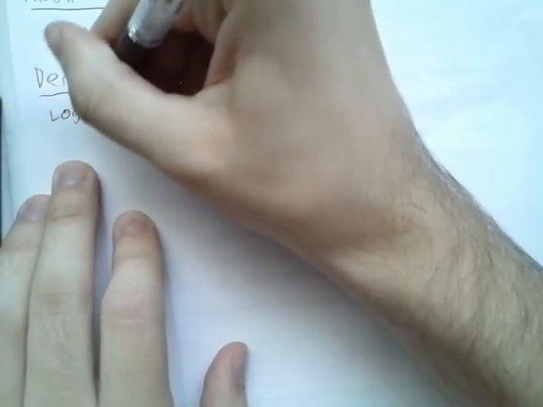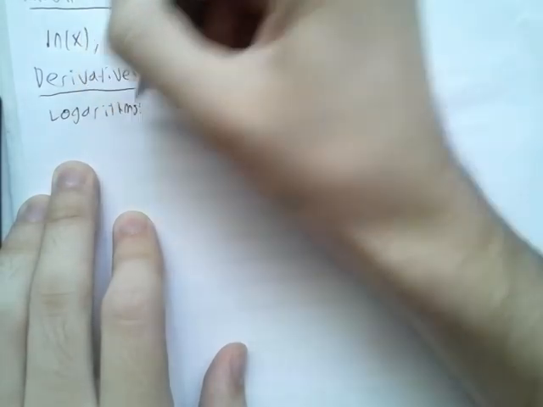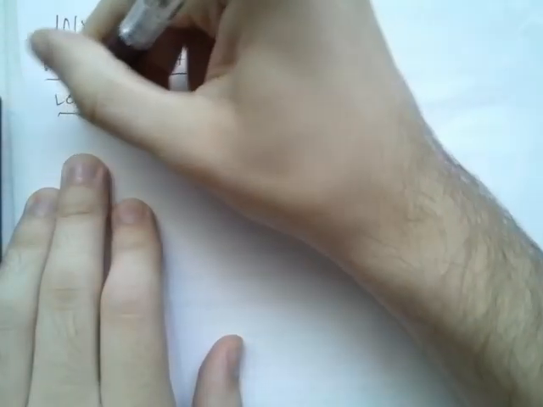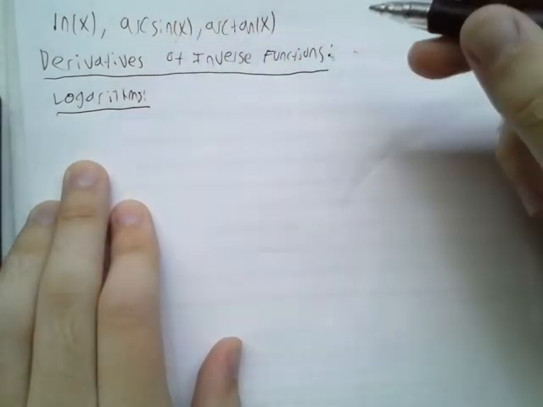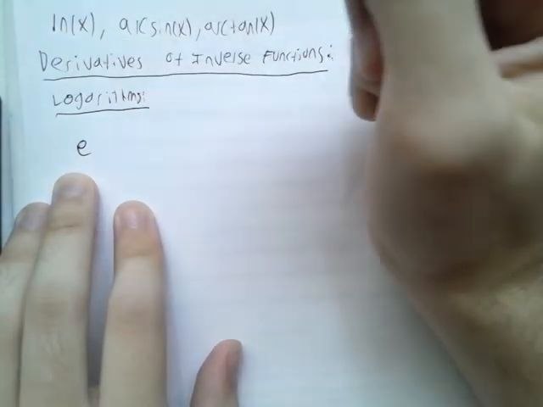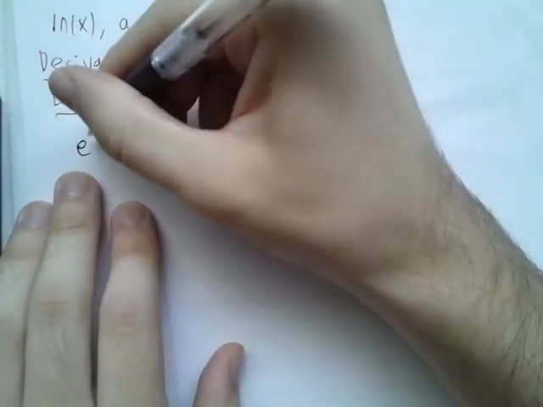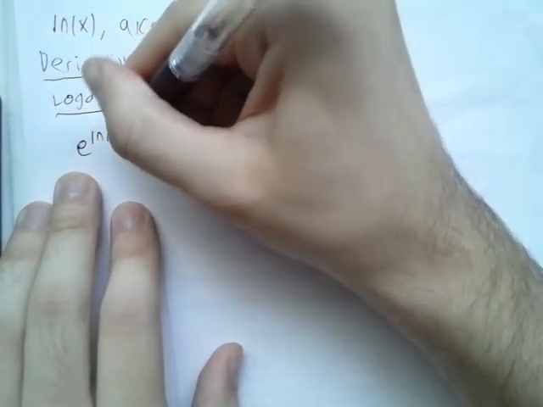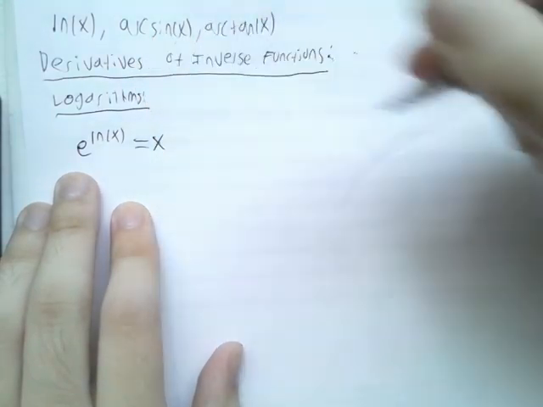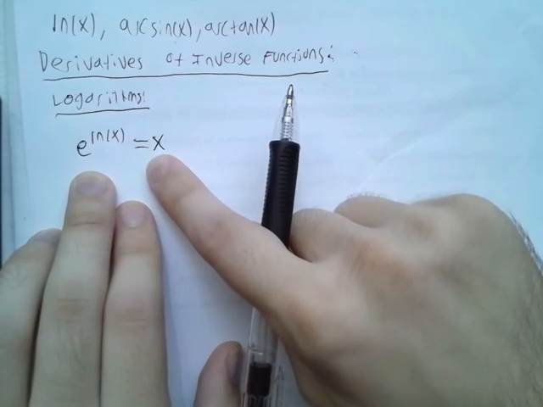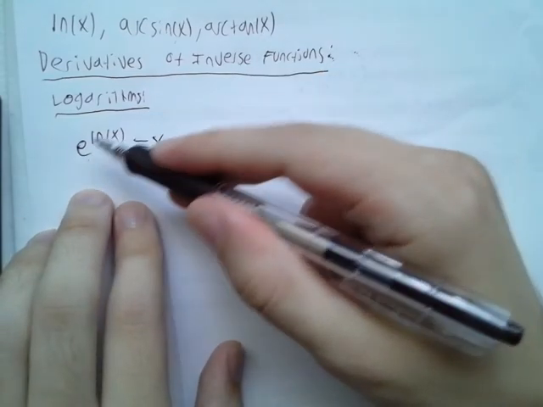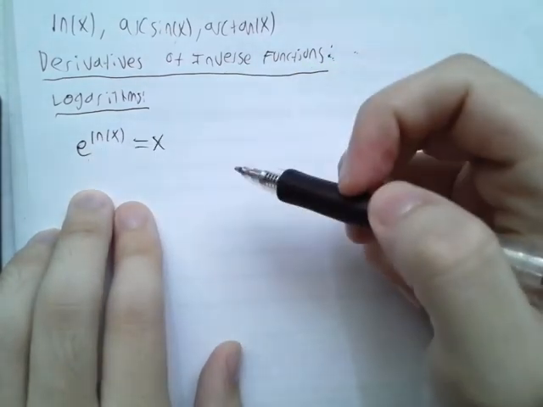So let's first look at logs. The first thing to notice as a trick is that we know because e to the x and log of x are inverse functions, e to the log of x is equal to x. So this is our starting point. And this is basically just because the function and the inverse function cancel each other out.